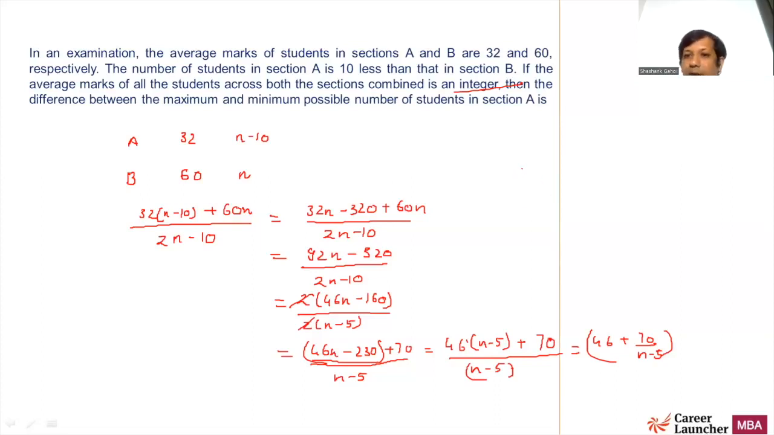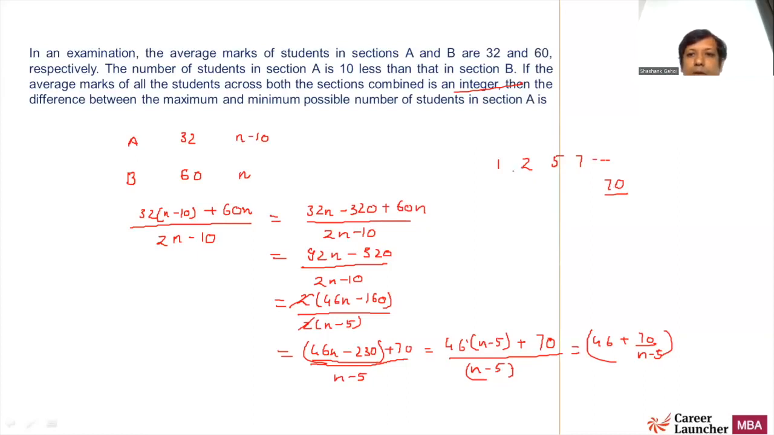Okay, so how many factors of 70 do we have? One factor of this is going to be 1 itself. Then I can have 2. Then I can have 5. Then I can have 7 and so on. And the last is going to be 70 itself.